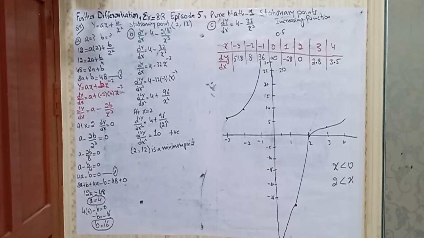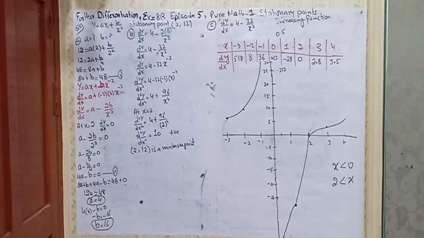I know the turning point. The turning point is at 2, 12, but that is the equation. But I know the turning point is at 2. So I took some points before the 2, like 1, 0, -1, -2, and -3, and I took some points after it. Then I plotted the graph, and this is the graph for the dy by dx. And I am looking for those values of x for which dy by dx is in the positive portion.